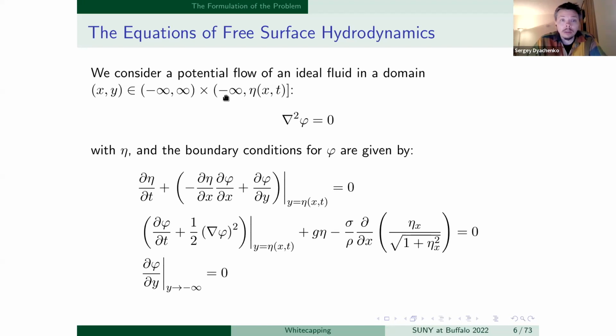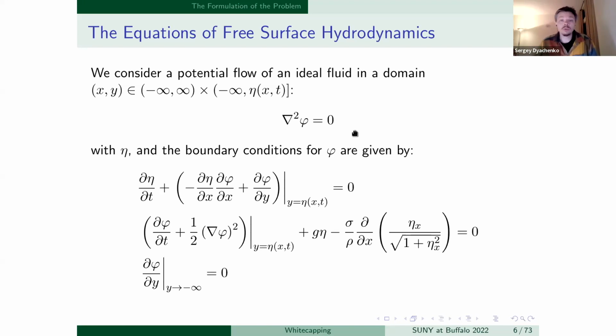So in vertical extent, a semi-infinite line from minus infinity to eta. And here really the shape of the domain, this eta of x and t, is a part of the unknowns of the problem. So we really have the shape of the domain coupled together with the Laplace equation, which we solve inside the domain, which is specified as a part of the solution. This makes things more complicated than just solving Laplace equation in a fixed domain.